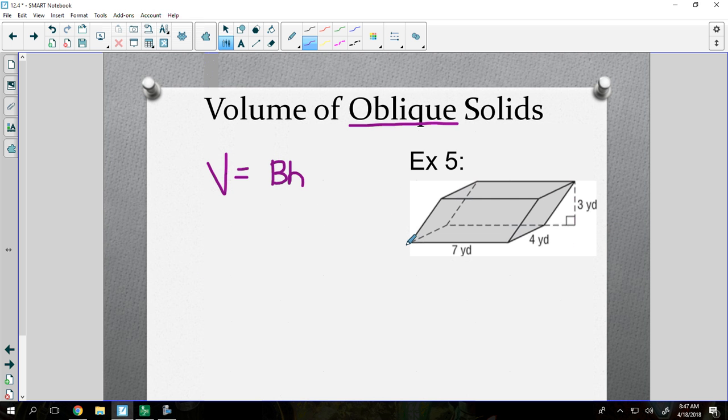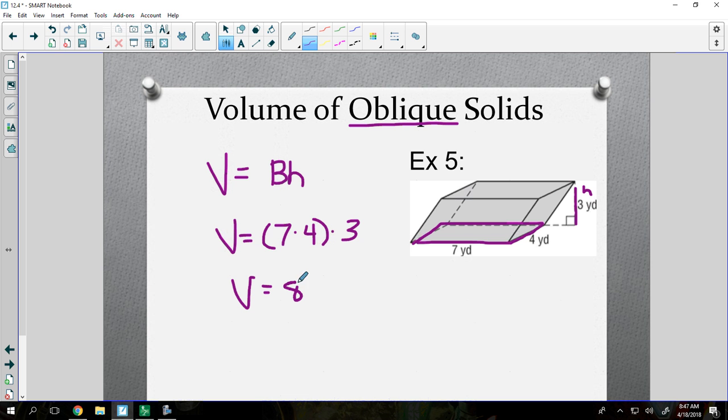So I'm going to use the bottom as the base. So when I say V equals area of the base, that would be 7 times 4 times the height, which would be our 3. And if you type that in, you should get exactly 84 yards cubed.